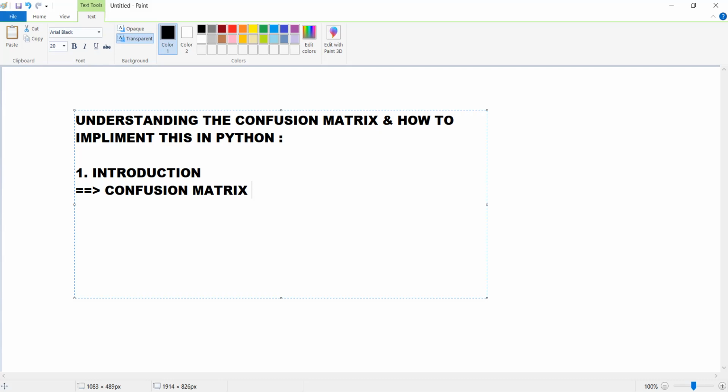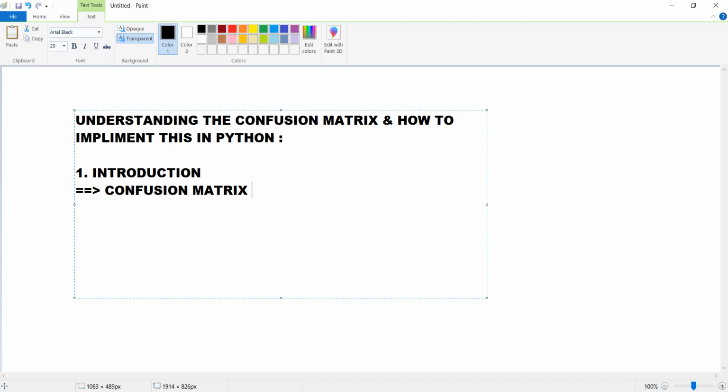Confusion matrices are not just useful in model evaluation, but also in model monitoring and model management. So we will cover what a confusion matrix is, some key terms and metrics, and an example of a 2x2 matrix.